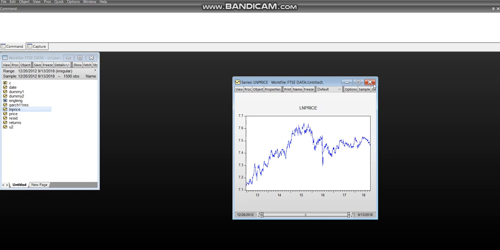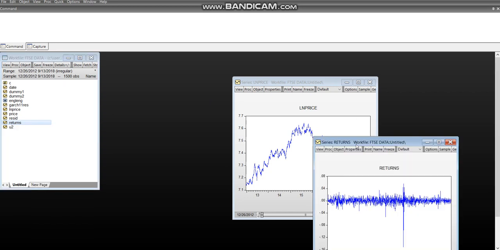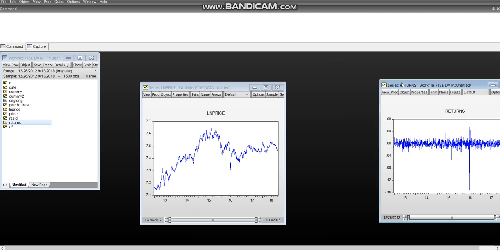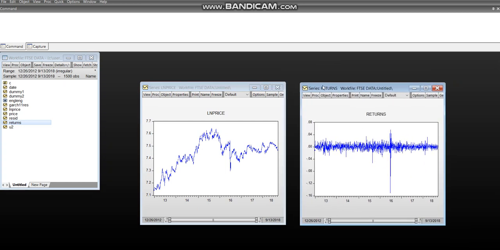But when you're estimating ARCH and GARCH models, you're going to want to have the returns of an asset. Now, how do you calculate the returns of an asset? All you have to do is difference the logarithmic form of the price data of your chosen asset. So when we look at returns, this is all it is. It's just the first difference of the log price. Okay, that's all it is.